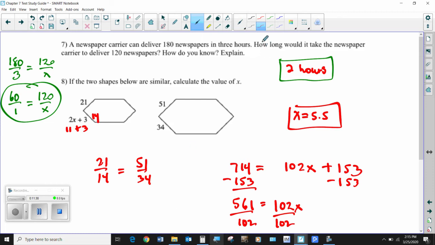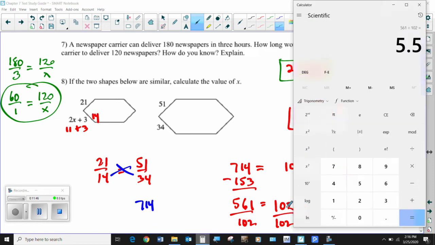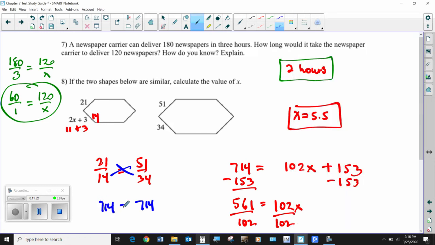Well, let's cross multiply and see if we get the same answer, because that's one of the rules. That's why cross multiplication works. If two fractions are equal to each other, then their cross products will be equal to each other. So what did we say? 21 times 34 was 714, right? So let's see if 51 times 14 gives us the same thing. 14 times 51, 714. Yes, they are equal, so I feel good about that answer.